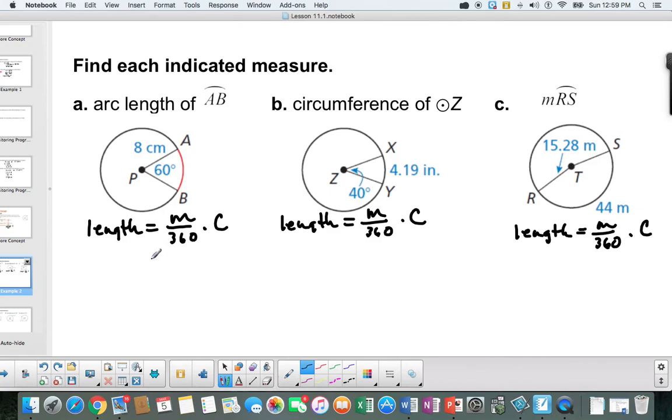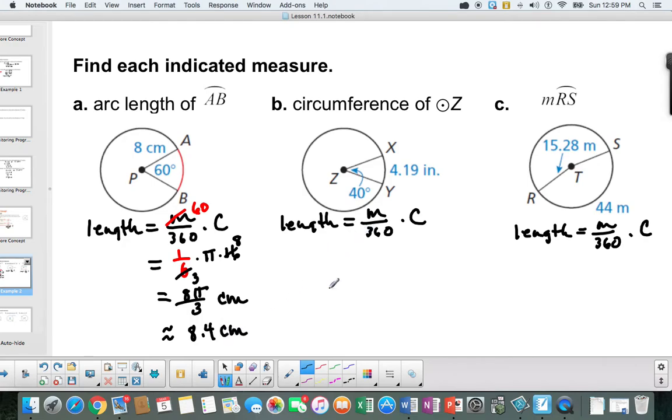I'm looking for the length, so I'm going to put the measure here, and my measure is going to be 60, which amounts to 1/6, and then I'm going to multiply it by the circumference, and since the radius is 8, I'm going to write pi times 16. Now if I want an exact answer, I can do some reducing, and the exact answer would be 8 pi thirds, and the answer would be in centimeters. If I put it in my calculator, I'm going to get about 8.4 centimeters.